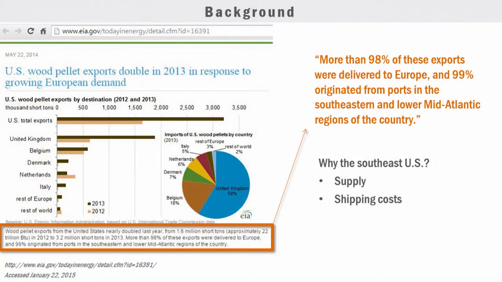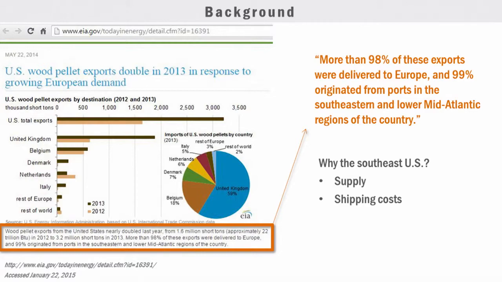Another fact, that U.S. wood pellets export doubled in 2013. So from 2012 to 2013, this doubled. More than 98% of these exports were delivered to Europe, and 99% originated from ports in the Southeast and the lower Mid-Atlantic regions of the country.